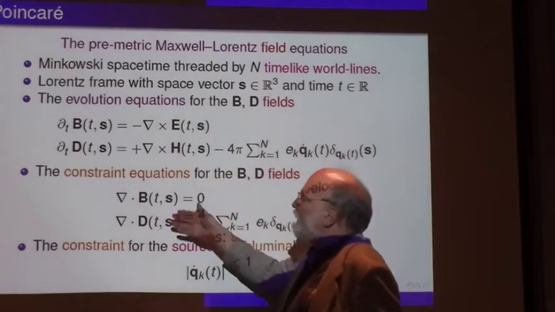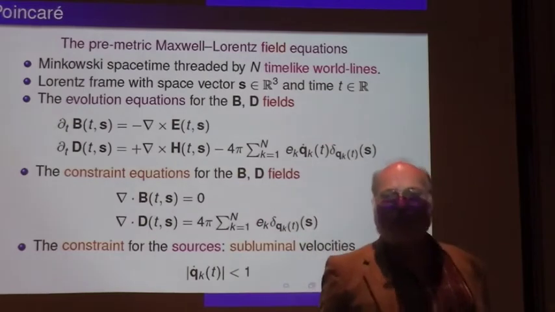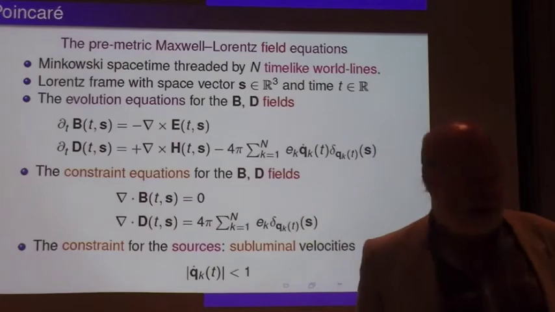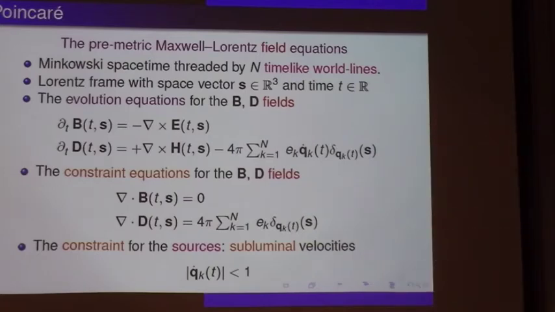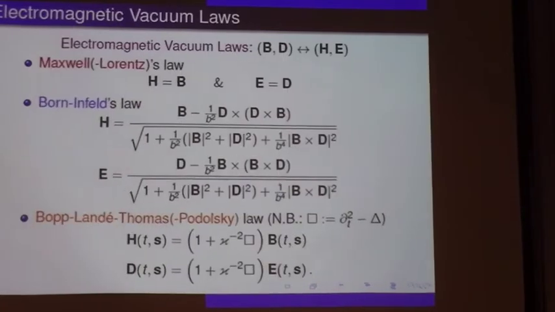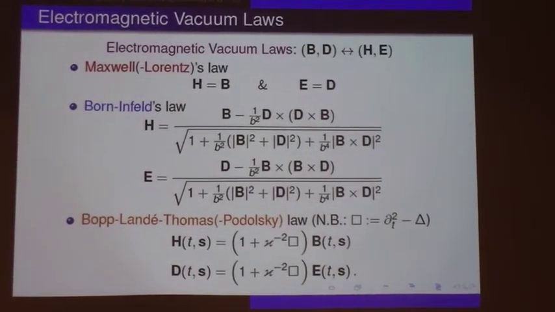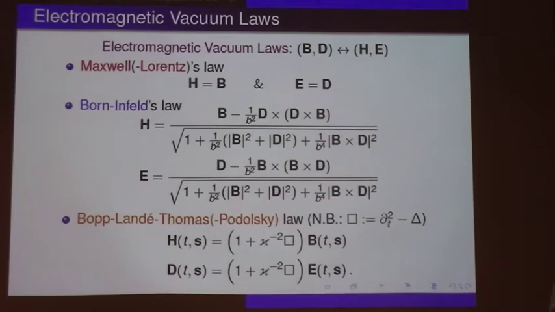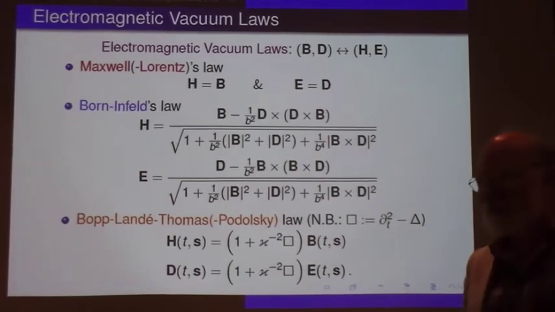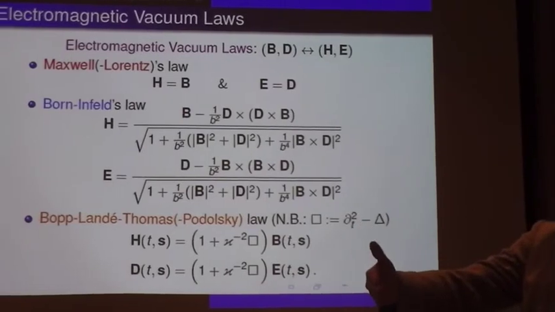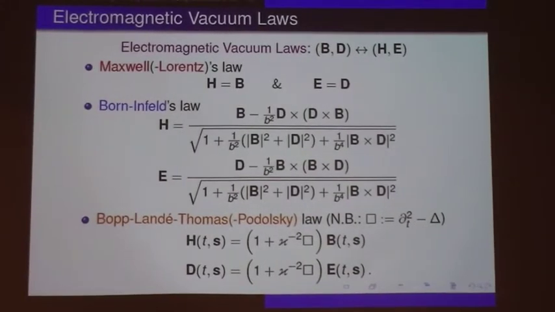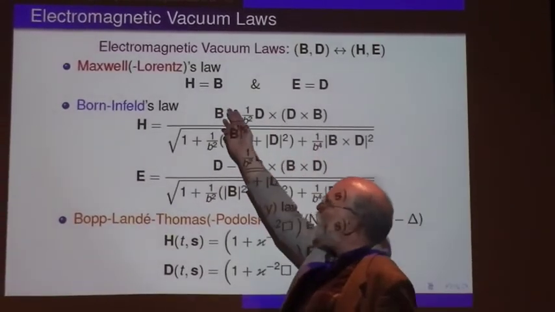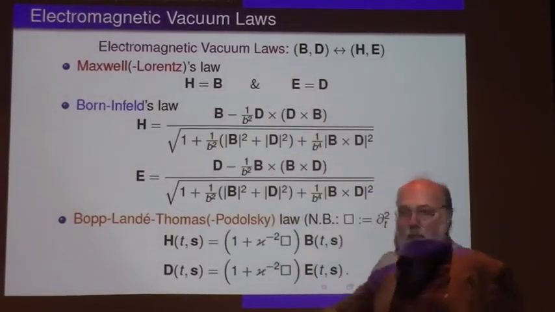But you have too many fields and too few equations to make that by itself into a field theory already. And what, however, is missing, therefore, is what people call the electromagnetic law of the vacuum, or what Maxwell called the law of the pure ether. He was thinking of electromagnetic waves propagating in the ether. And here Maxwell and also Mr. Lorentz chose the very simple H equals B and E equals D.